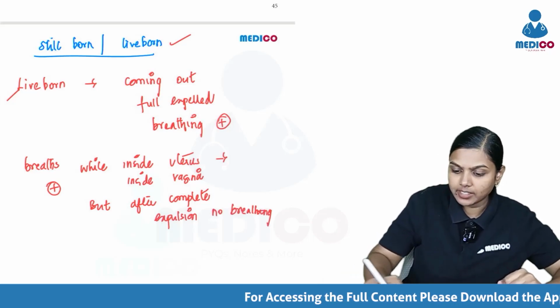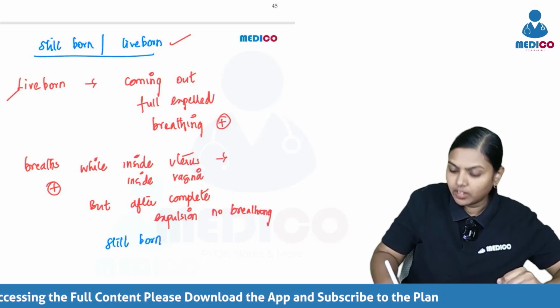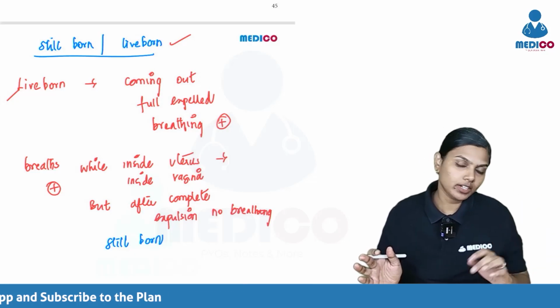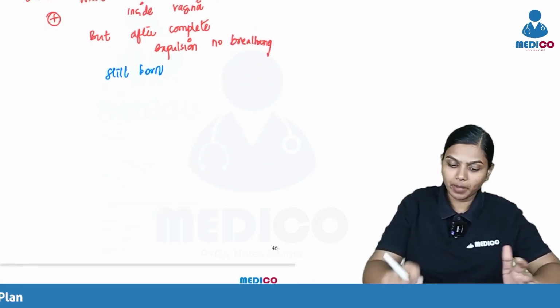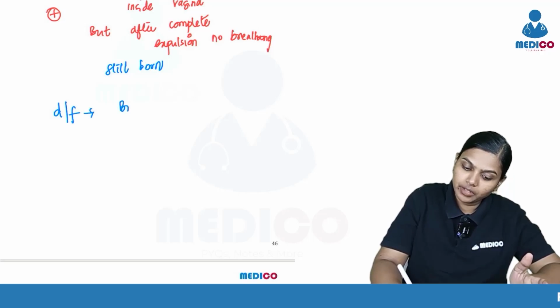This means it is a case of stillborn. Clear? So once completely expelled, it has to have breathing. Then only we can call it a liveborn. And the main differentiating factor is what? The differentiating factor is breathing.